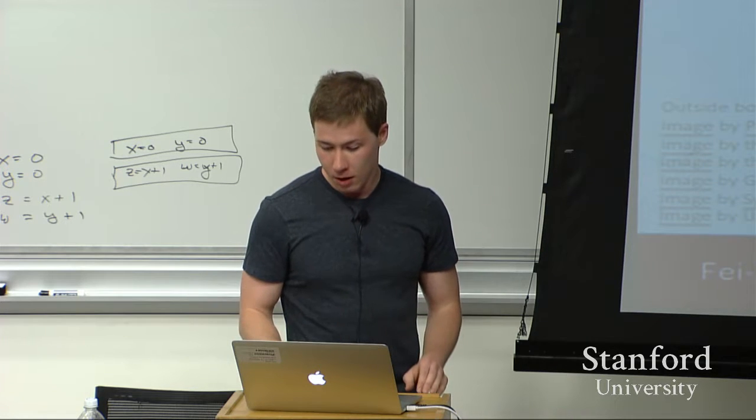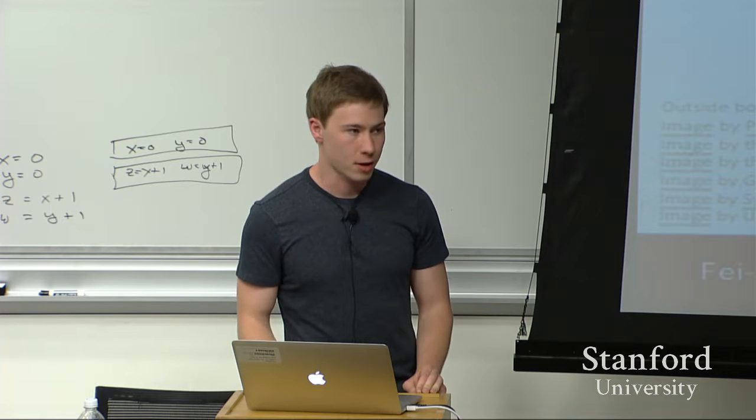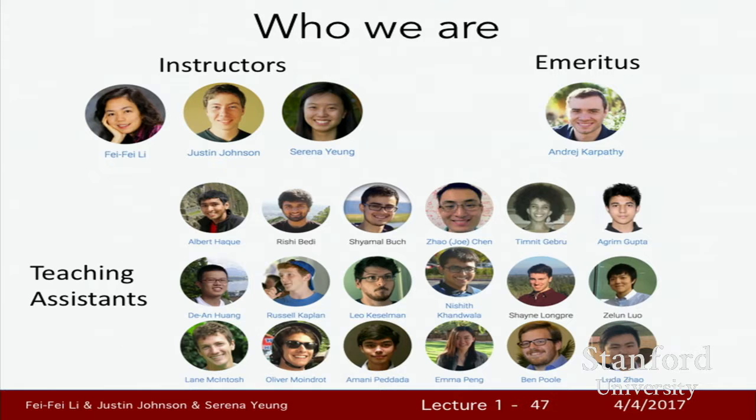OK. So then I want to talk a little bit more about the logistics of this class for the rest of the quarter. So you might ask, who are we? This class is taught by Feifei Li, who's a professor of computer science here at Stanford, who's my advisor, and director of the Stanford Vision Lab and also the Stanford AI Lab. The other two instructors are me, Justin Johnson, and Serena Young, who's up here in the front. We're both PhD students working under Feifei on various computer vision problems.